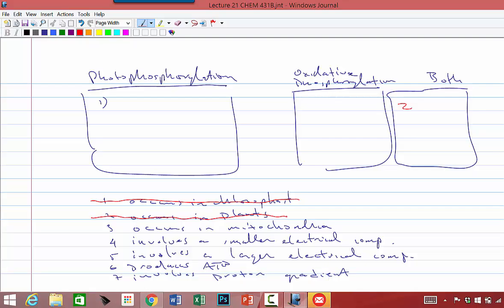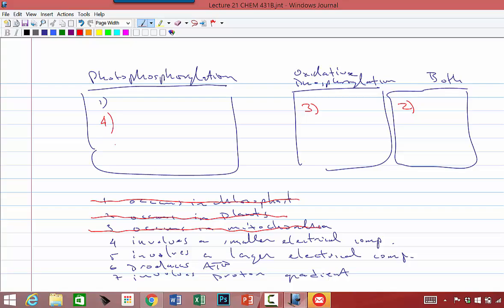Okay, this is an obvious one. 3 occurs in mitochondria. What do you guys think? Oxidative phosphorylation. Okay. I guess I should try to make these look the same. Okay, involves a smaller electrical component. Photophosphorylation, right? It involves a smaller electrical component. So that's going to be right here.